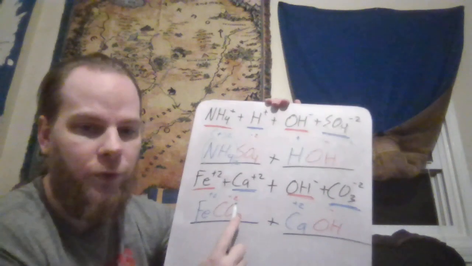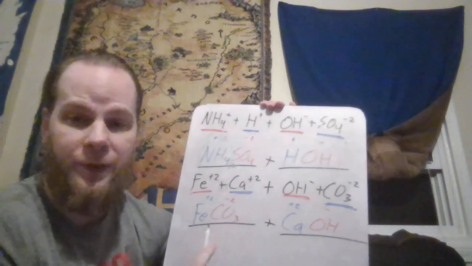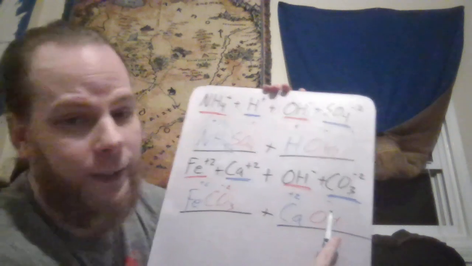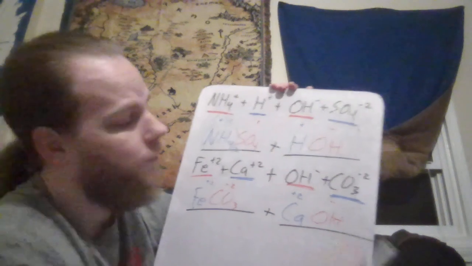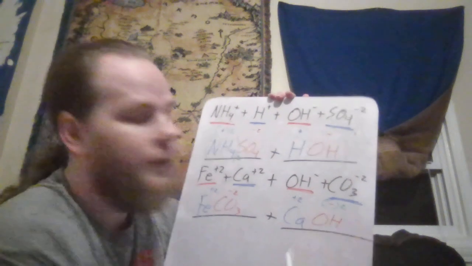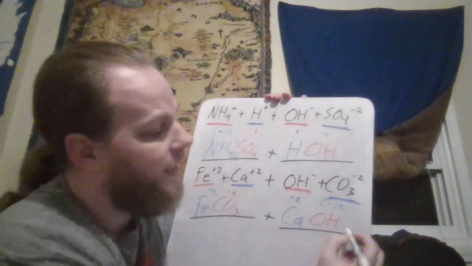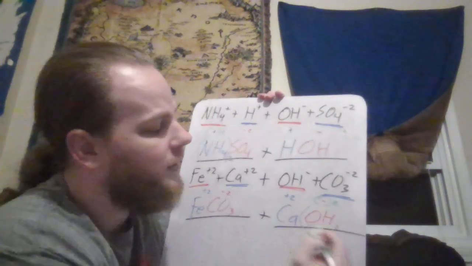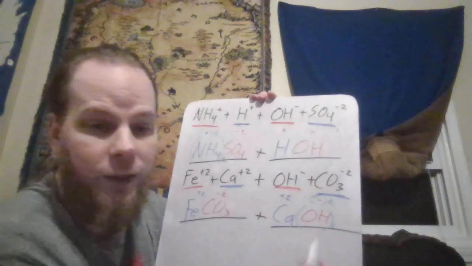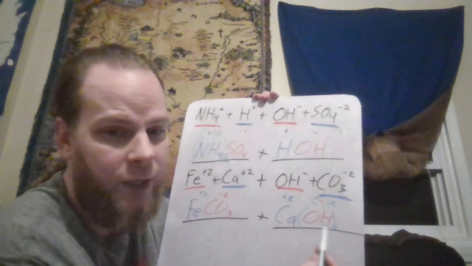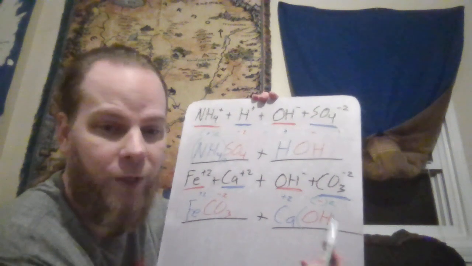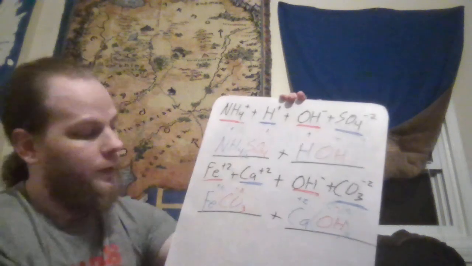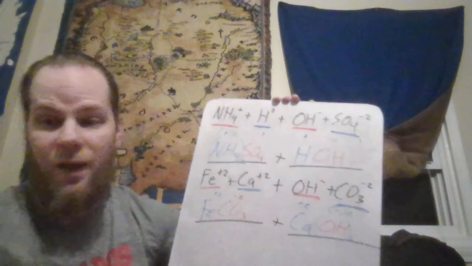Now, +2, -2, cancel, no subscript needed. This one is done. However, a +2, a -1, they do not cancel. So we need 2 -1s. So we need to add a 2 subscript. But once again, polyatomic ion, we need parentheses to indicate that that 2 doesn't just apply to the H, it applies to the O as well. Because the whole polyatomic ion, that's what there's 2 of. Alright, so that is that.